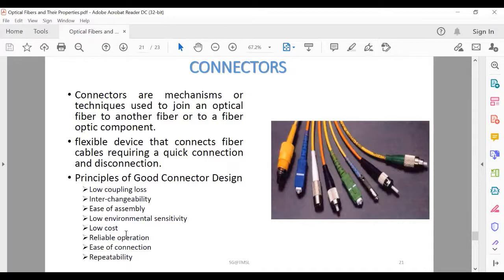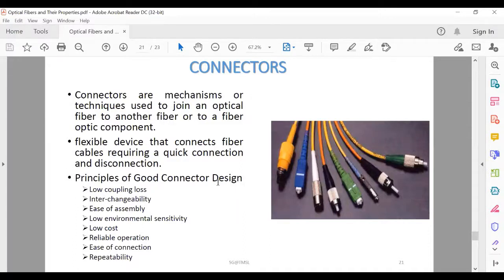low environmental sensitivity, low cost. The connector should be inexpensive. Reliable operation, ease of connection, and also the repeatability. So the connection and reconnection many times without an increase in loss. So it will be better in that case.